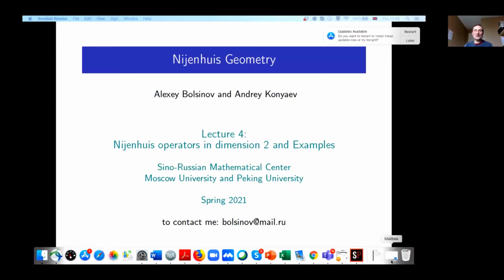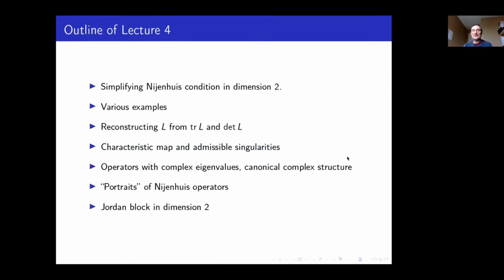Okay, so what are we going to discuss? First of all, we will rewrite this Nijenhuis condition, the condition for a given operator to be Nijenhuis. We will rewrite this condition in a very simple form. It's going to be just one very simple vector relation, and we are going to use it to explore this relation. So today we discuss examples and properties of Nijenhuis operators in dimension 2.